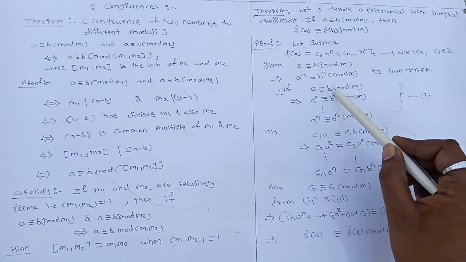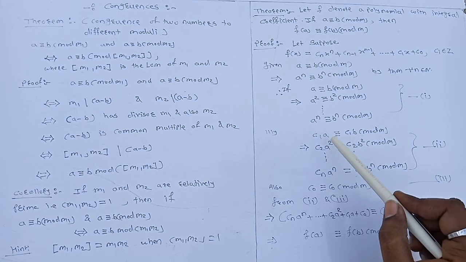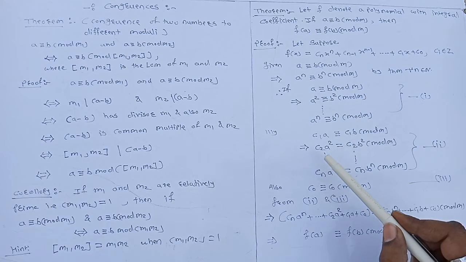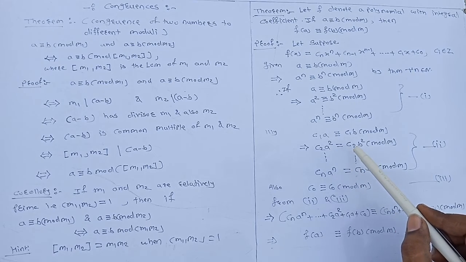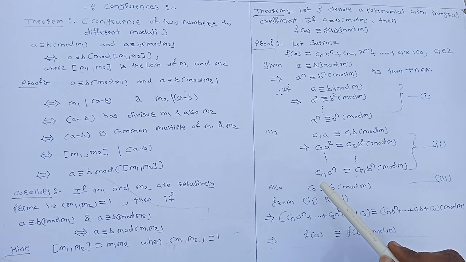Now similarly, A is congruent to B mod M, so you can multiply by any constant. You will get c1 A congruent to c1 B mod M. Similarly for the second, c2 is any constant, so you can write c2 A square congruent to c2 B square mod M. Similarly for the nth, cn A raised to power n is congruent to cn B raised to power n mod M. This is equation number 2. Also, we know that any number is congruent to itself, that means c0 is congruent to c0 mod M. This is equation number 3.